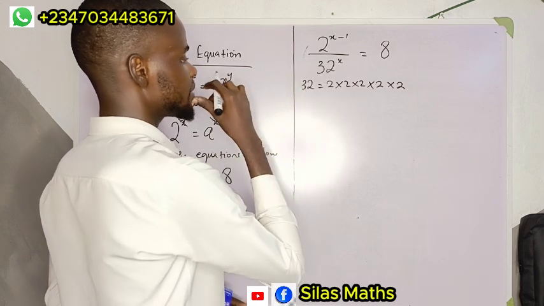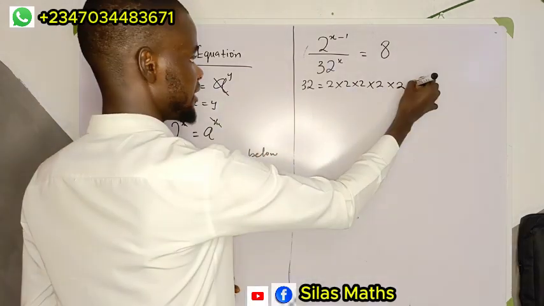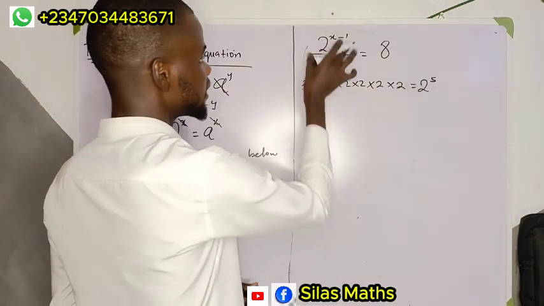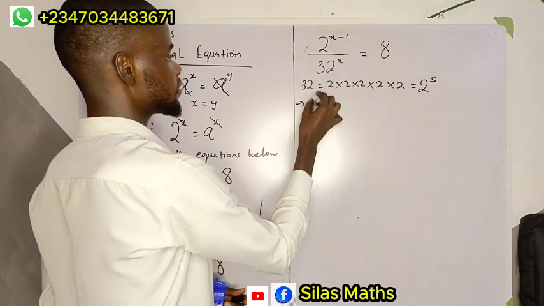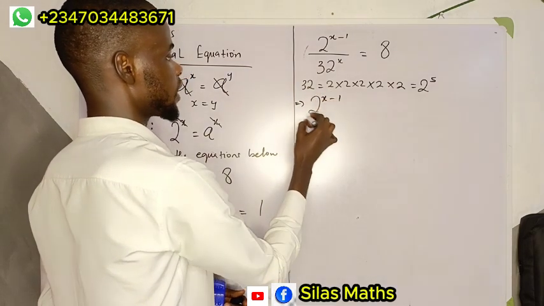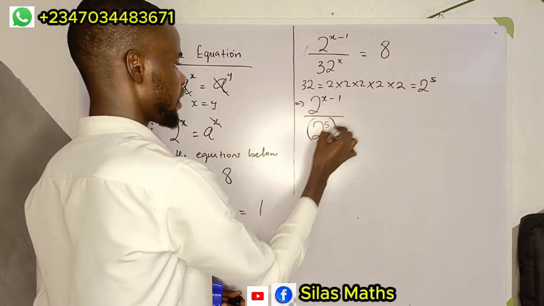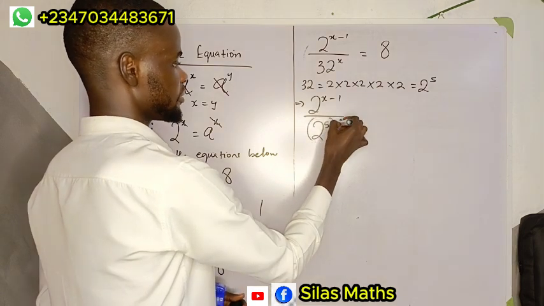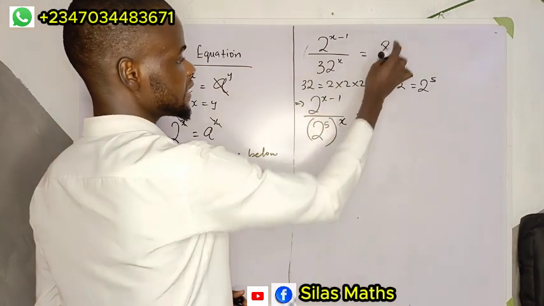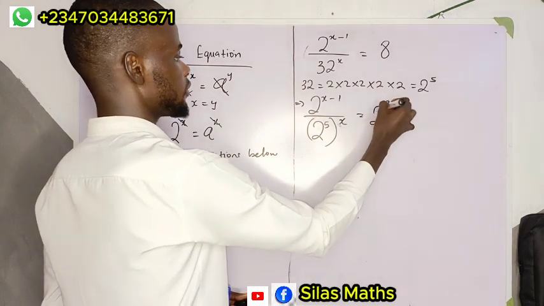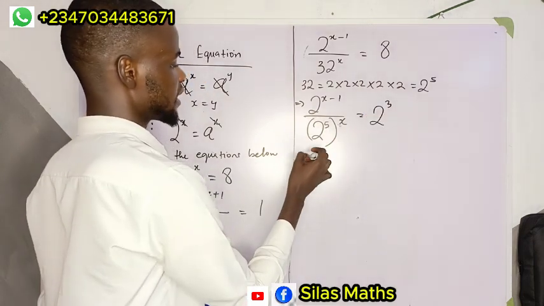So 32 can be expressed as 2 to the power of 5. So if that is the case, I'm going to have 2 to the power of x minus 1 all over 2 to the power of 5, all to the power of x, equal to 8, which can be expressed as 2 to the power of 3. So if that is the case, we'll go ahead and simplify further.